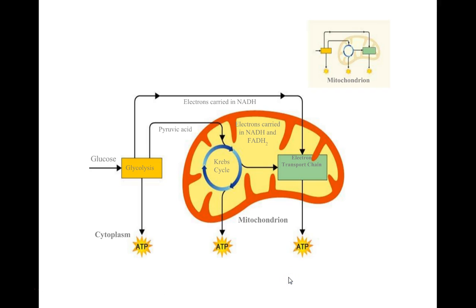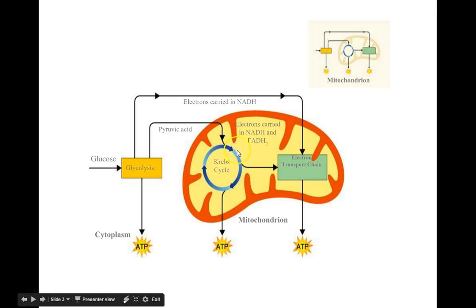So here's a general overview of the process that I'm going to discuss today. Glucose will enter our cells and go through a process known as glycolysis. This is the first step. It happens outside of the mitochondria, in the cytoplasm of a cell. The products of glycolysis are going to be transported across the membranes of the mitochondria, and within the mitochondria we're going to see the Krebs cycle occurring.